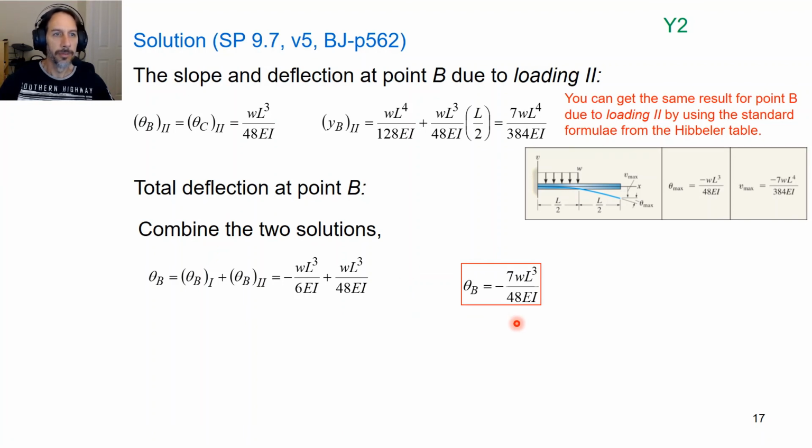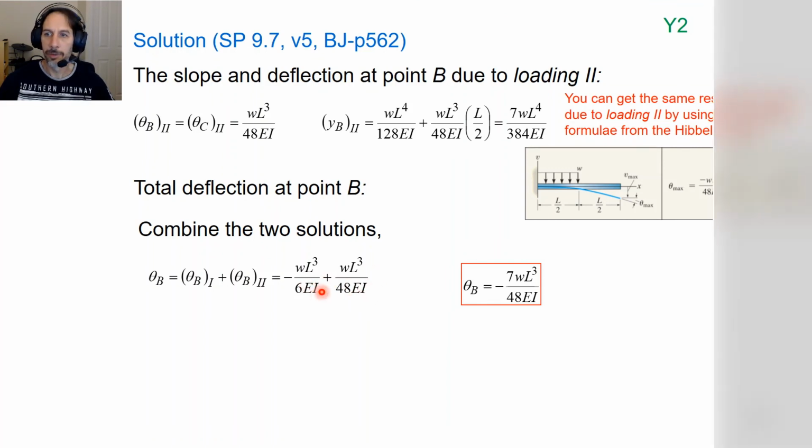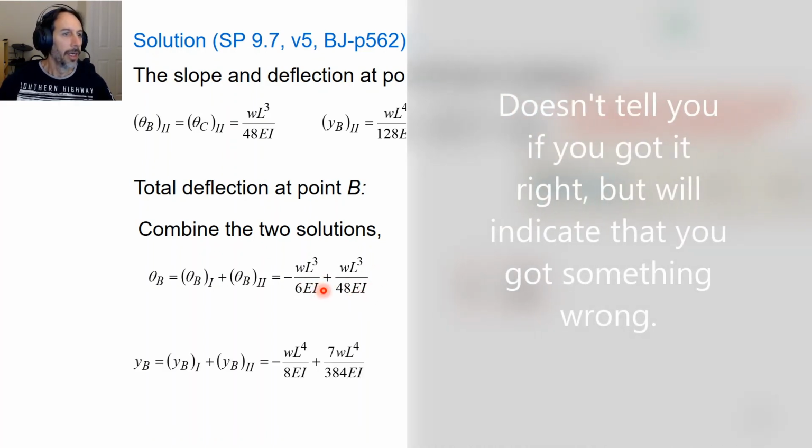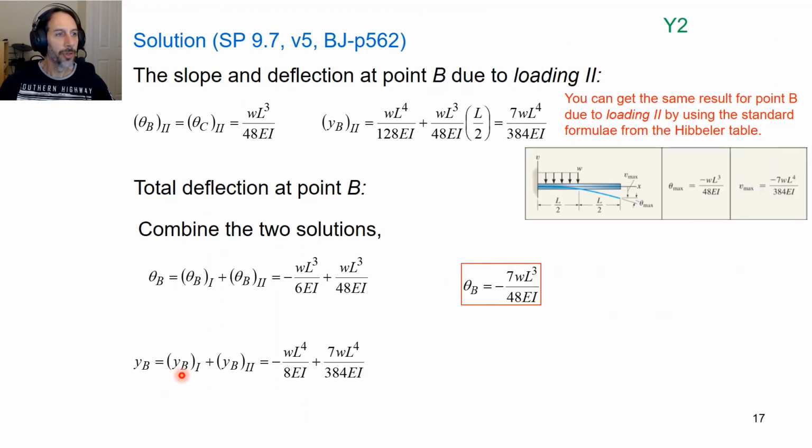We can see that this is correct because we know that this is going to be in the negative direction, because it's downwards. So just make sure we got our signs right, and our sums and algebra right. And then our total deflection at point B is the deflection from loading 1 and the deflection from loading 2. And again, that's negative, noting that negative is downwards.